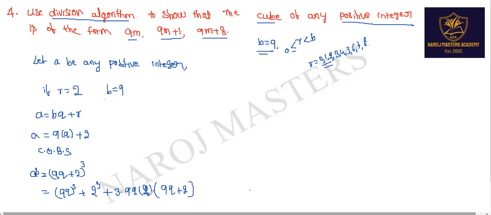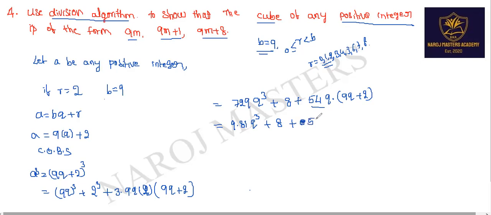And now multiply this. (9q)³ is 729q³, plus 2³ is 8, plus 3 nines are 27, 27 twos are 54, so 54 into q into (9q + 2). So 729 I can write as 9 into 81q³, plus 8, plus 54 into 9q², that is q into q is q² into 9, plus 54 into 2, that is 108q.